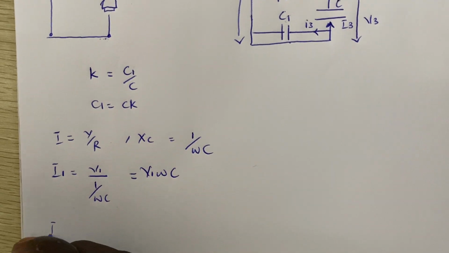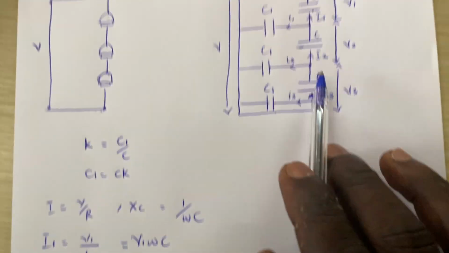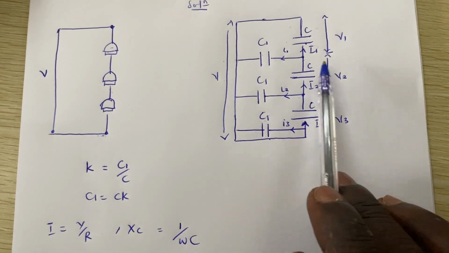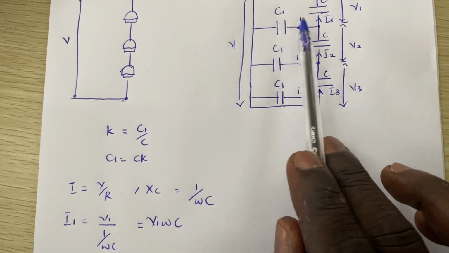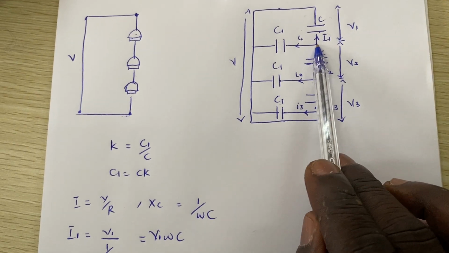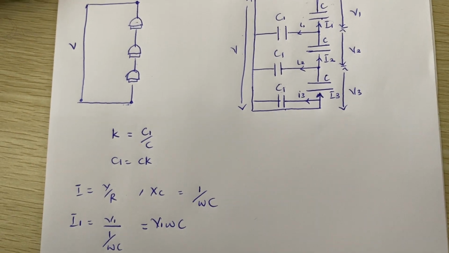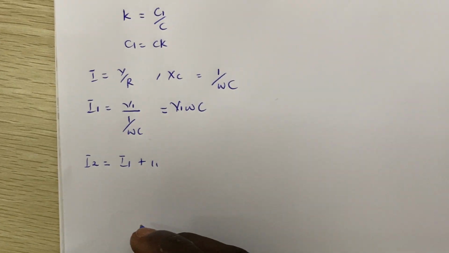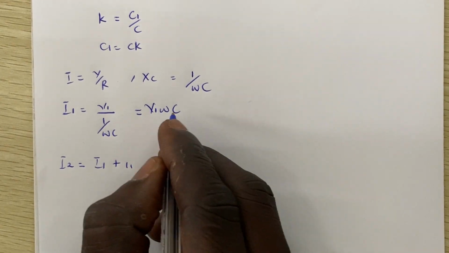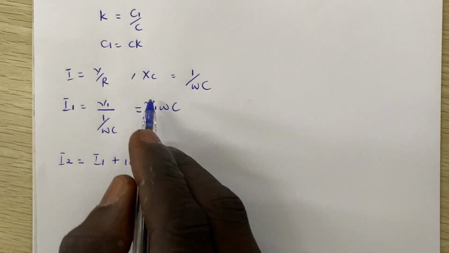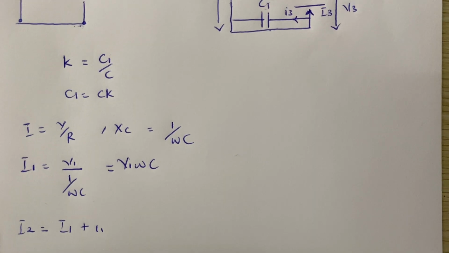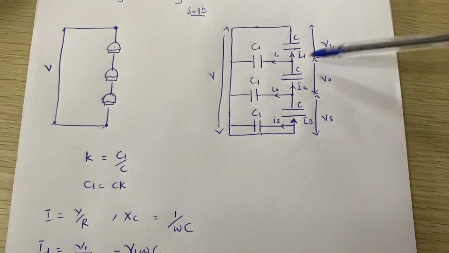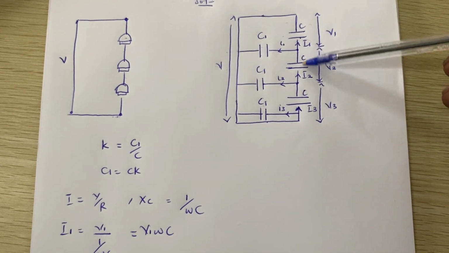Now I2. When we are calculating for I2, we know that I2 is just the addition of these two currents, because the amount of current entering a node is the same as the amount of current that leaves that particular node, right? So I2 is capital I1 plus small i1, and capital I1 is just V1 omega C, as we found. So yes, we have I2, and we know that I2 is the current flowing through this particular capacitor.